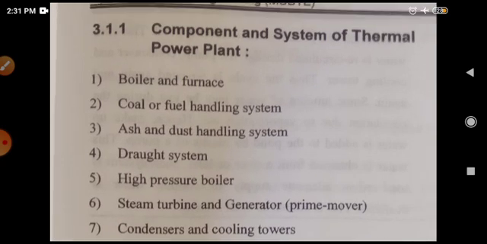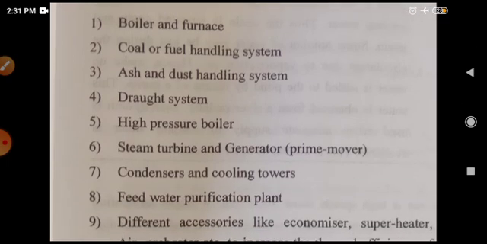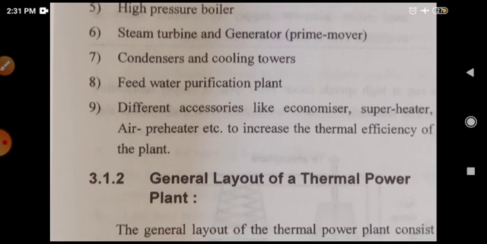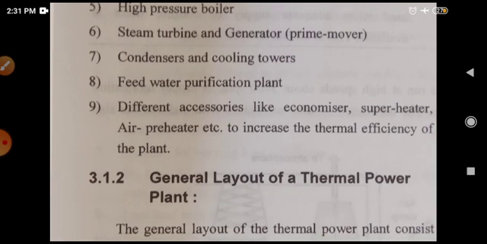Components and systems of a thermal power plant. Okay, let's see which components are actually used in this thermal power plant. First one is boiler and furnace, coal or fuel handling system, ash and dust handling system, draught system, high pressure boiler, steam turbine and generator, condenser and cooling towers, feed water purification plant, and different accessories like economizer, preheater, air heater to increase the thermal efficiency of the plant.